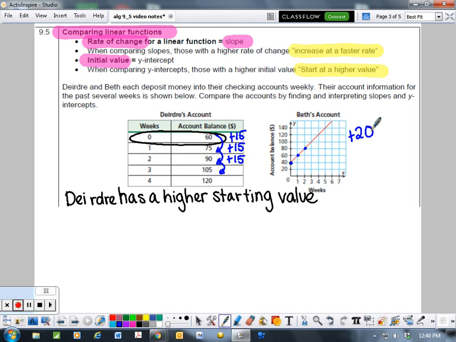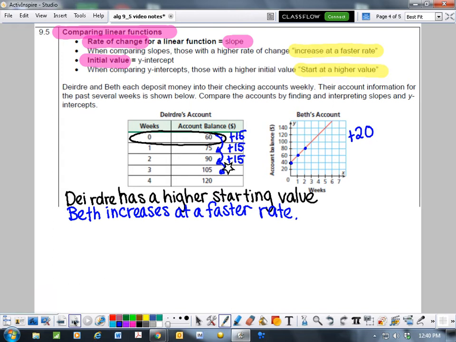So who increases at a faster rate? So Beth increases at a faster rate. So we're just describing what's happening. So even though Deidre started with more money, after a while, because she's not adding as much every week, Beth is going to catch up quickly and is going to end up with more money in the long run because she's saving more money each time.